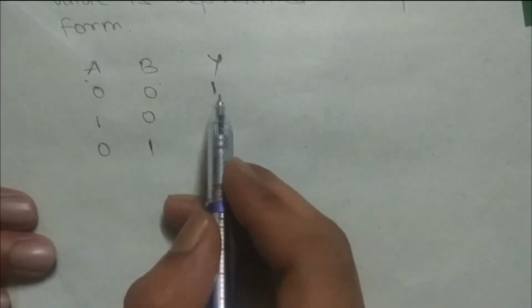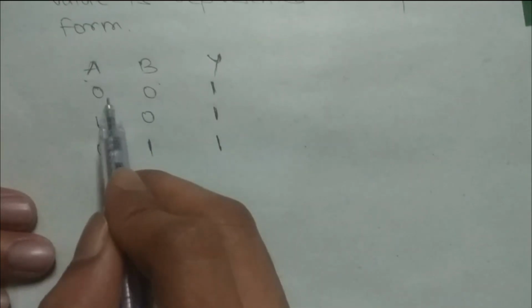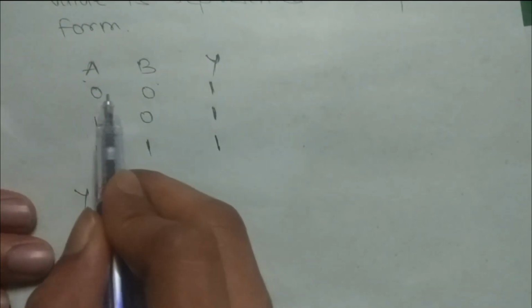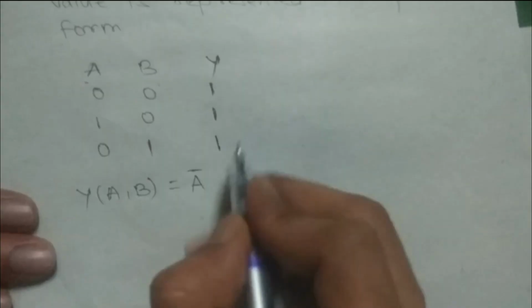See over here, y is high when a is equal to 0 and b is equal to 0. Y is a function of a, b. This is high for a equal to 0, b equal to 0, so it is represented in complemented form. Why? The value of a is 0, b is 0, that means complemented. That is a product. This is one product term that we got. This is also known as a min term.